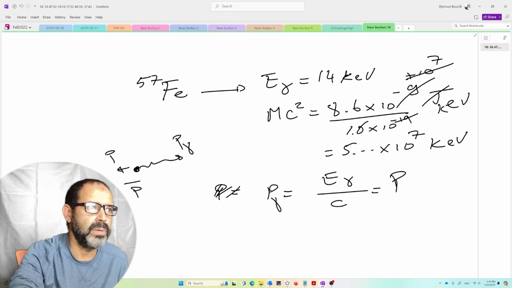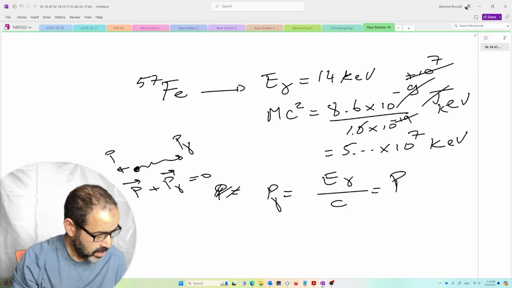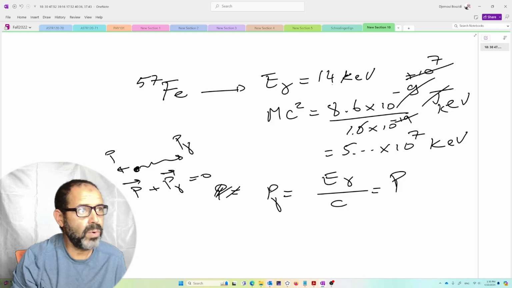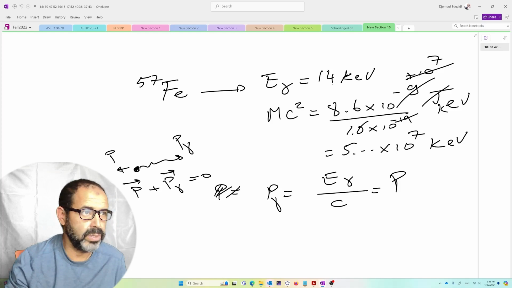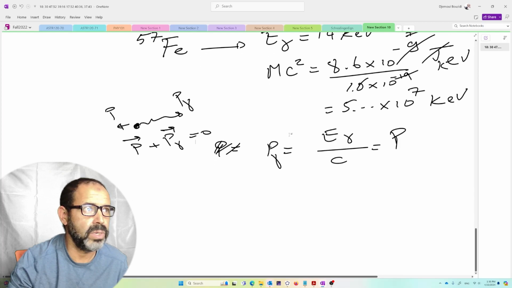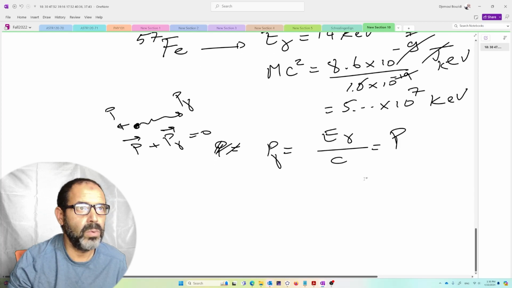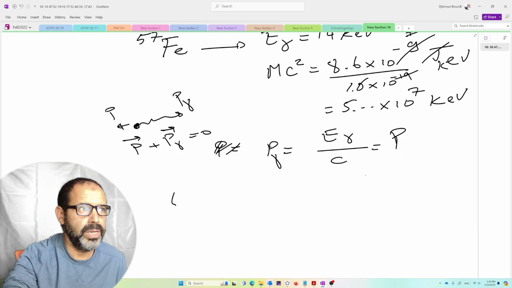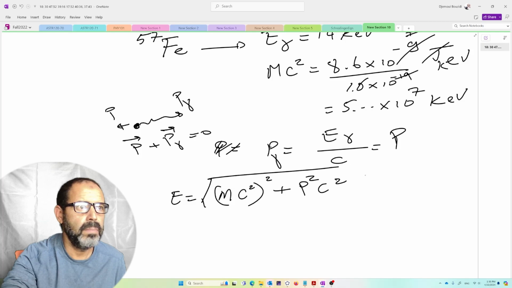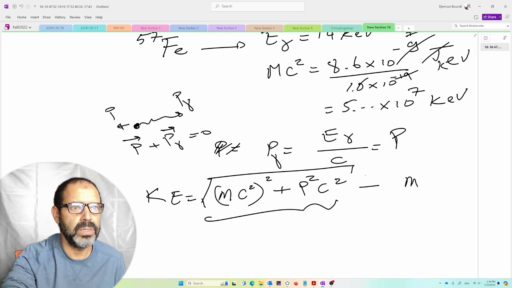By conservation of momentum, P plus P gamma must be equal to 0, because if you read carefully the problem, the iron nucleus itself was stationary, was at rest initially, so it did not have any momentum. So at the end the sum of the momenta is 0, which means in magnitude the two momenta are equal. Now you have P of the recoiling particle, so that total energy of the recoiling particle is the square root of mc squared squared plus P squared C squared, and I'm subtracting from it the rest energy, because I'm looking at the kinetic energy, so this is the total energy minus the rest energy.